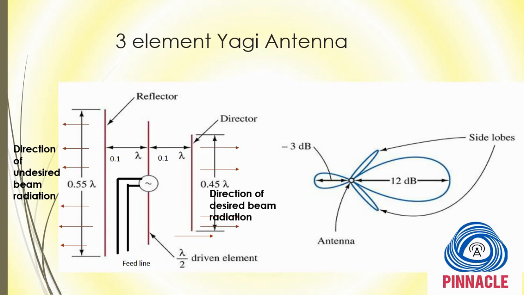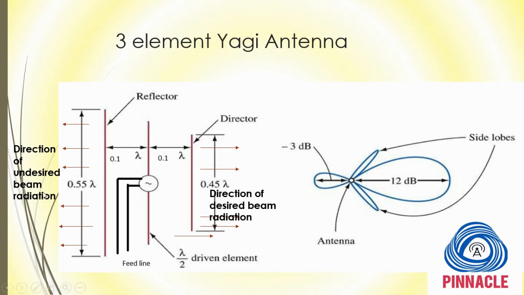0.1 lambda, 0.15 lambda, or in the order of lambda by 10. The parasitic element in front of the driven element is known as a director, and its number may be more than 1, whereas the element behind it is known as a reflector. Generally, both director and reflector are used in the same antenna.